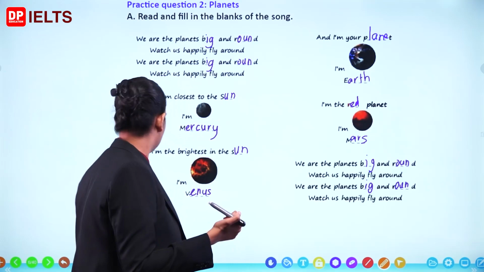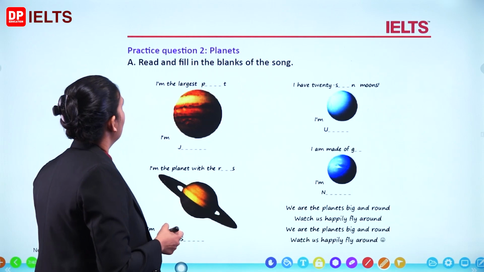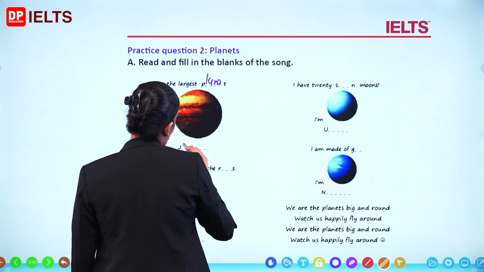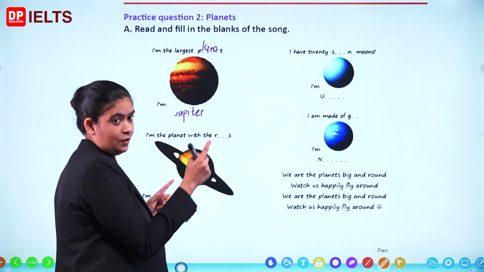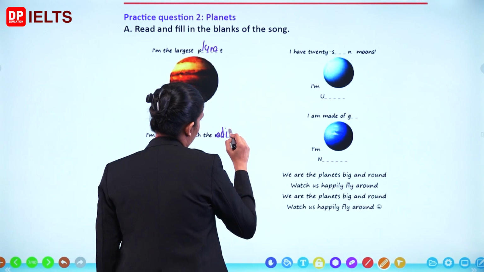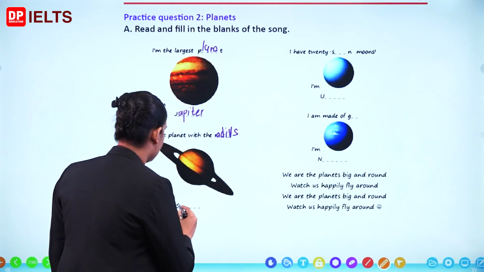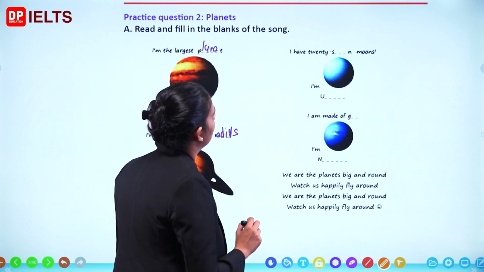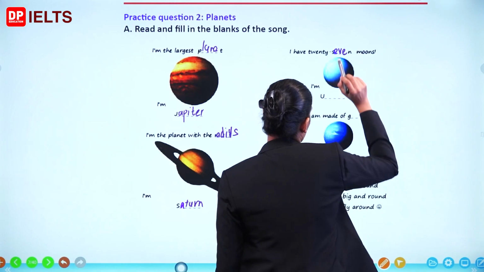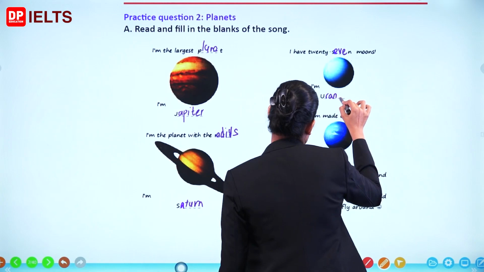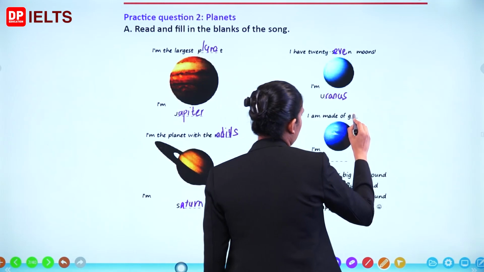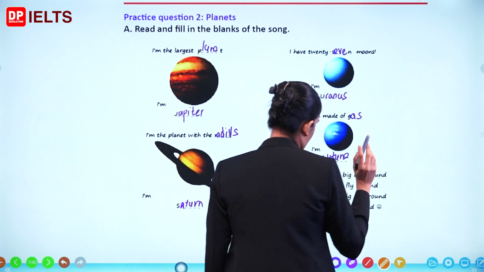Practice question 2. I'm the largest planet. I am Jupiter. I'm the planet with something that turns around like this. I'm the planet with a radius. Okay. There you go, radius. I'm Saturn. Okay. I have 27 moons. Okay, I am Uranus. I am made of gas. I'm Neptune. Okay, so big and round.